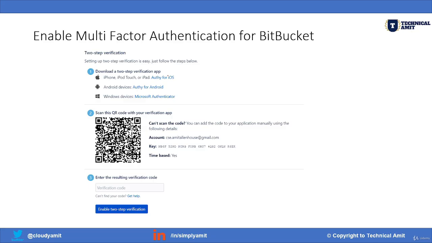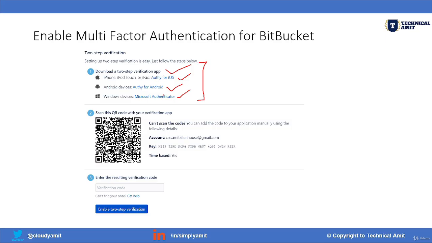As a part of very first step, what we need to do is we need to install any authentication application. Like you have got Authy for iOS, Authy for Android, you have got Windows. For Windows device, you have got Microsoft Authenticator. What you can do is, if you have Google Authenticator or Salesforce Authenticator, you can use those as well. If you already have, you don't need to worry about that. Use those. If not, then you can install based on what device you are using.